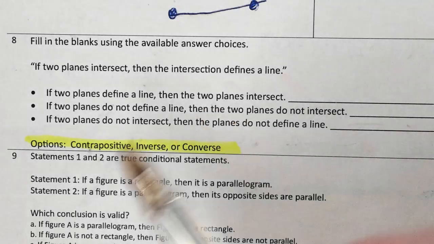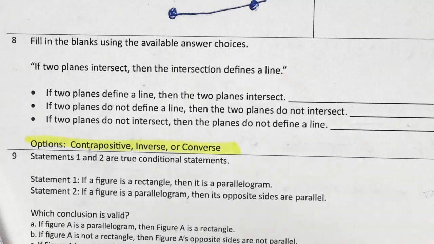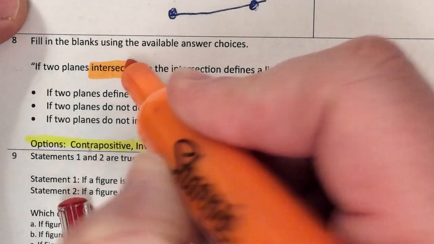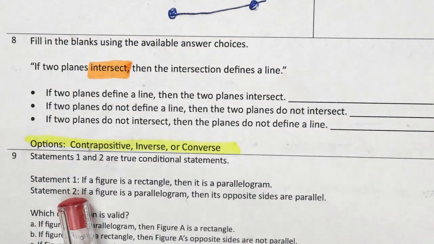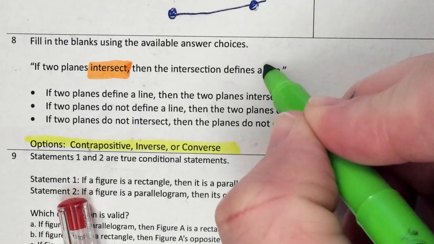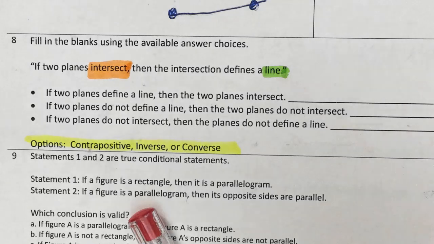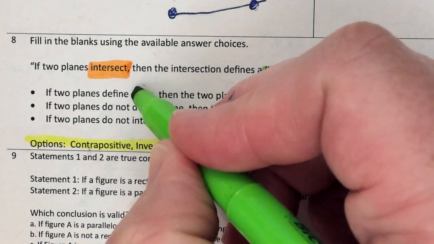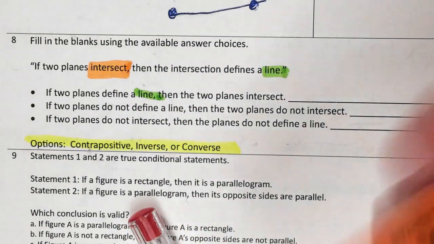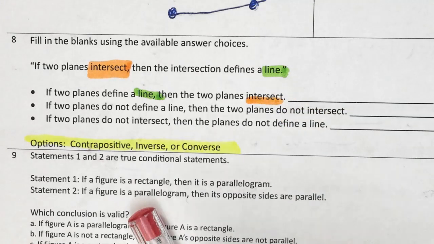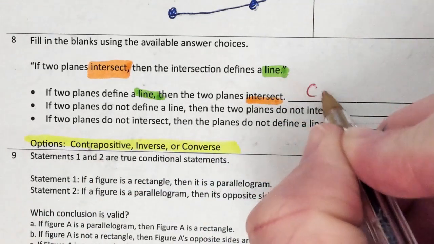All right, so here we go. Okay, we have, and maybe I want to use colors. Okay, 2 planes intersect, and we have intersection defines lines. All right, so here we go. On the first one, we have if 2 planes define a line, which we said was going to be green, then they intersect. So what happened from here to here? All they did was switch. And what is it called to switch? That is converse.